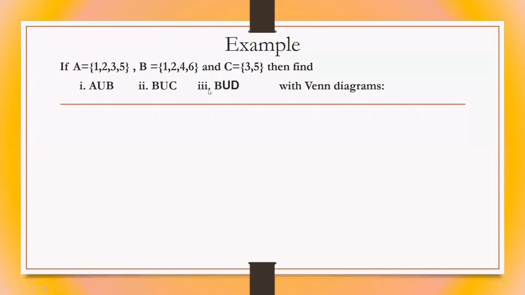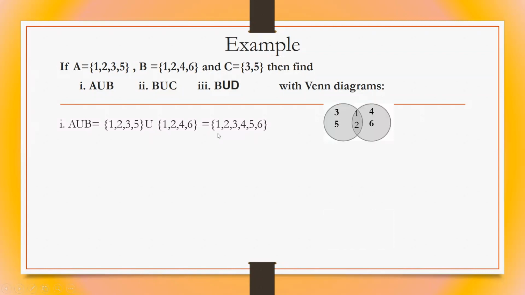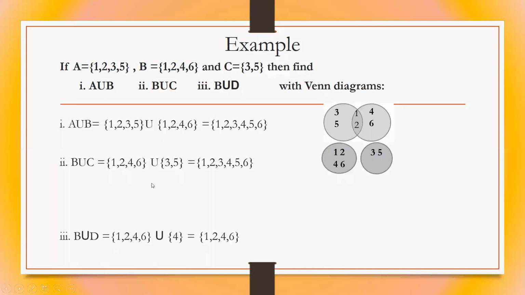Now here is another example. I hope I have given you proper examples and the questions are understood by you. In the same way you can solve this question also. A union B: we can combine all the elements and we get the answer like this because it's an overlapping set. When B union C is there, we can see that it's a disjoint set. Why? Because all the elements are different.